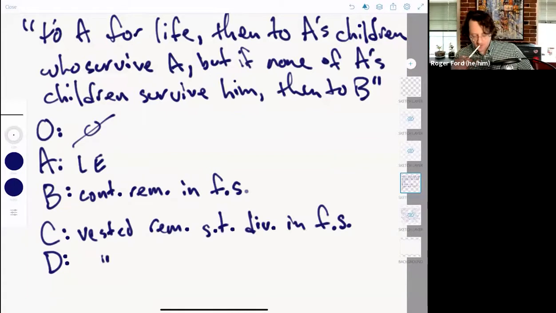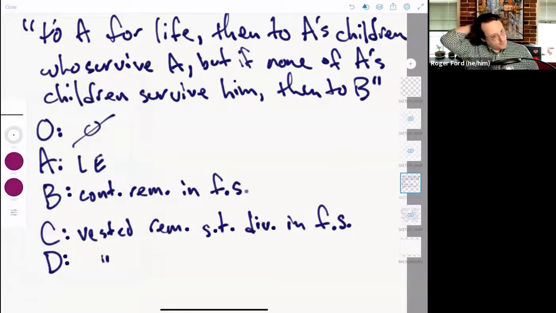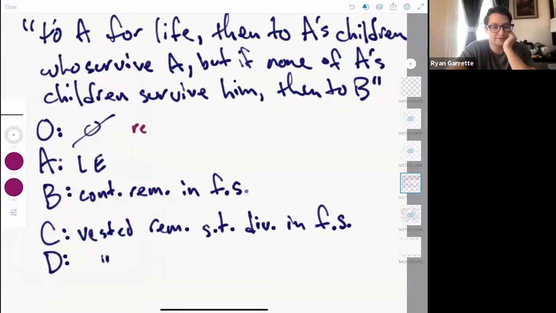Mr. Garrett? I agree with Elizabeth, except for O. I think O has a remainder here. A remainder? I mean, sorry, a reversion. Just because of the changing of the wording for the children who survive A, I feel like the waiving of a life estate wouldn't go to A's kids.